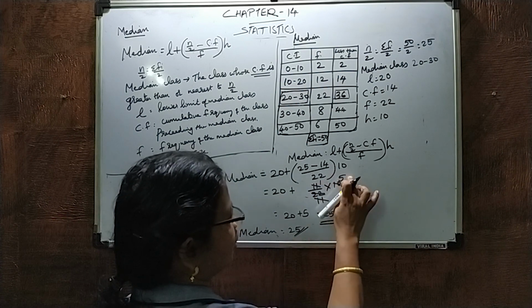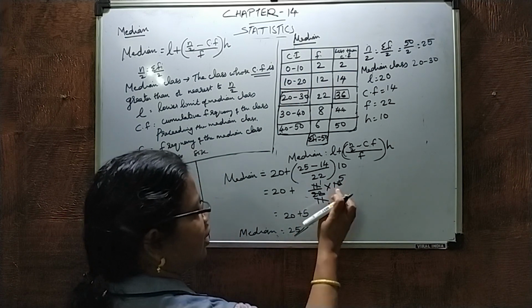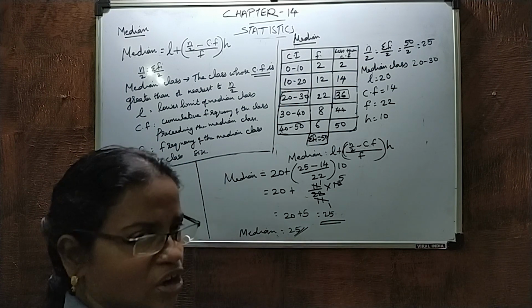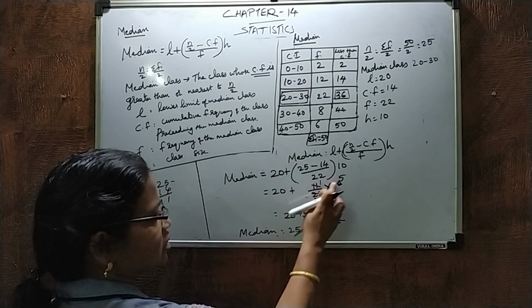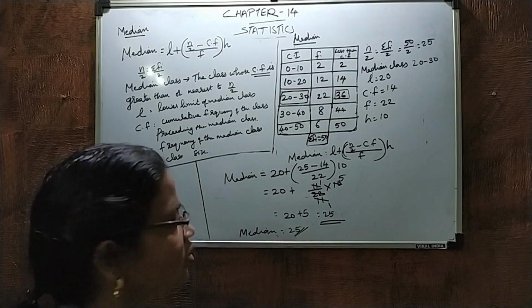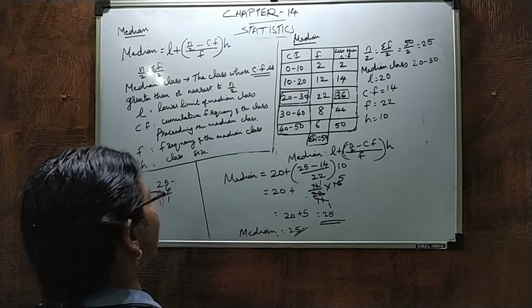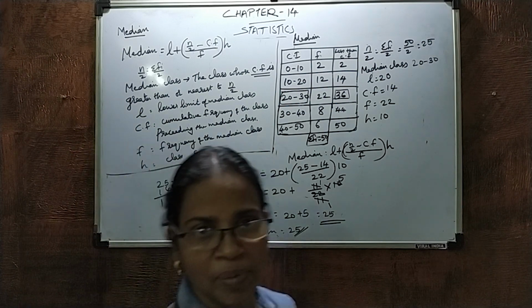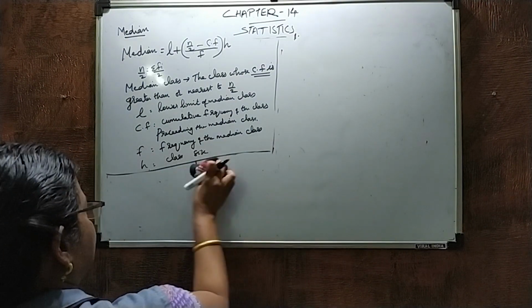So here 1 into 5 is there, here nothing is there, 1 into 1, the denominator here always nothing is there, there will be 1. So here 20 plus 5 into 1 is 5, then 20 plus 5 is 25. This is the first problem we have. Now one more problem we will do. Now second problem.